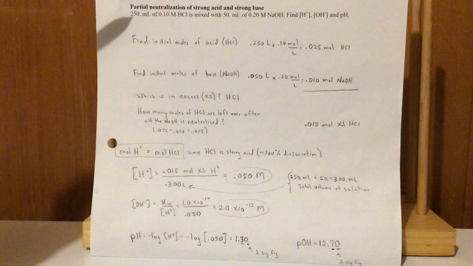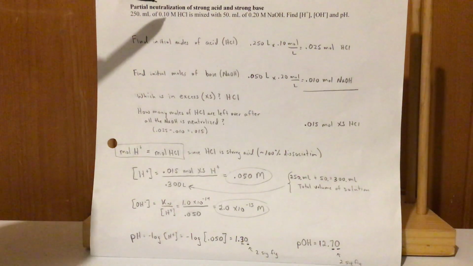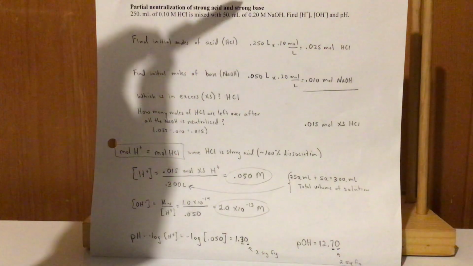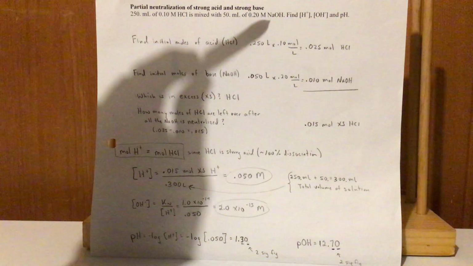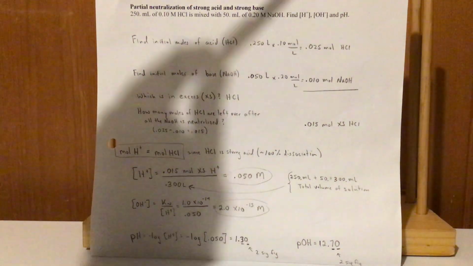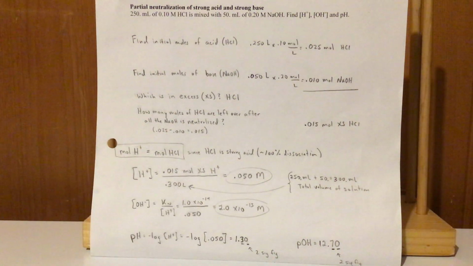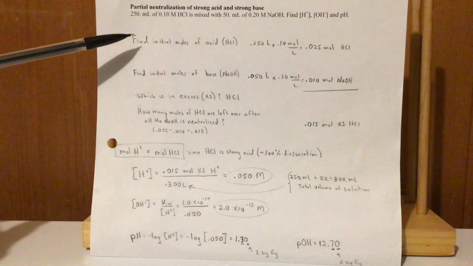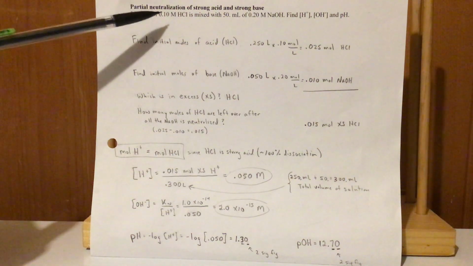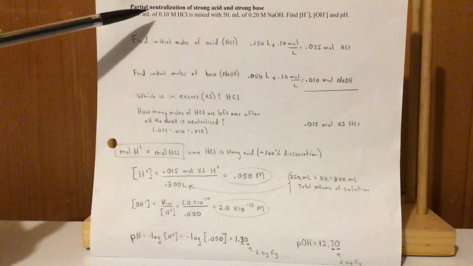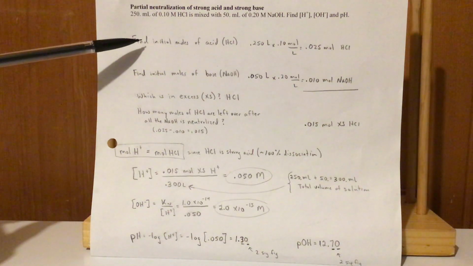So we have a problem where we have 250 milliliters of 0.10 molar HCl, and we're going to combine that with 50 milliliters of 0.20 molar NaOH. And we're going to find the H+, the OH-, and then the pH of that system. So first off, when we do a neutralization, we're not necessarily comparing molarity or liters, we're comparing that combination, which would be moles.